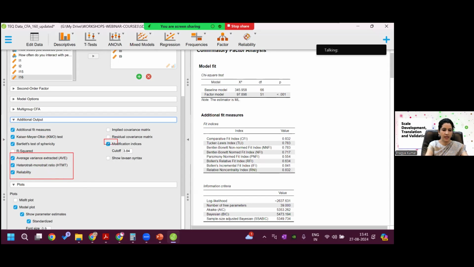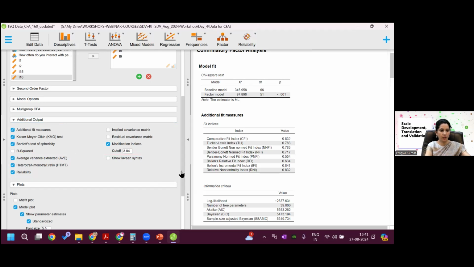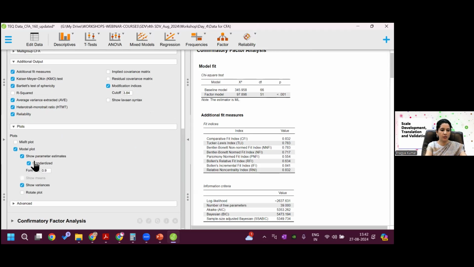And there is something known as the modification indices. You also click that. By default, it is 3.84. But if you take modification indices which are more than 10, and make some changes in the model, your model fit indices might improve. That we will see if it is already coming bad. Then if you go down in the plots, click model plot and show parameter estimate under standardized, and show variances. These many options you have to click. Now one by one, we will see the output.